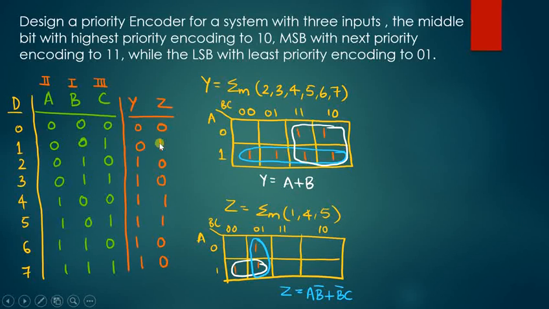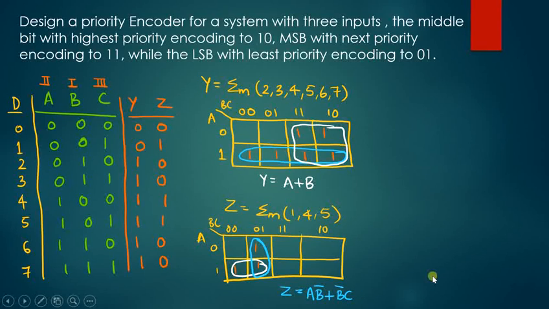Next, coming to variable Z. If you look at Z, the minterms correspond to decimal notations 1, 4 and 5. Clearly this is a 3 input variable, so that is why we have used a 3 variable Karnaugh map. I am going to map the minterms 1, 4 and 5 and I get the expression Z is equal to A B bar plus B bar C.